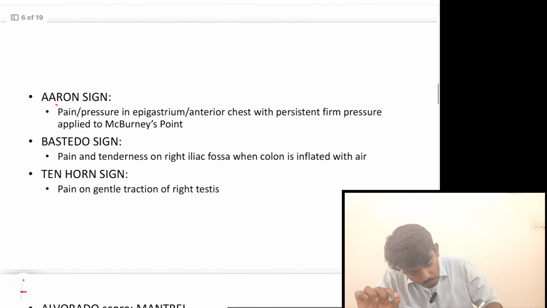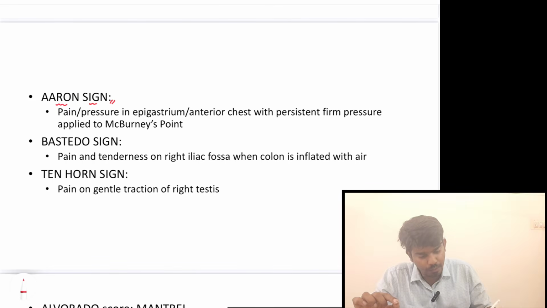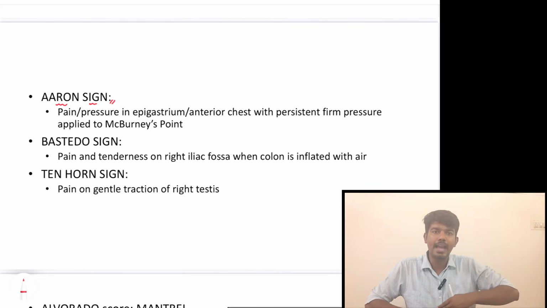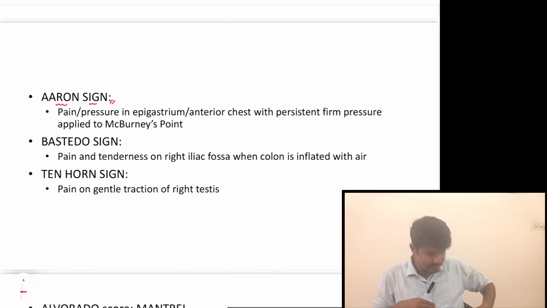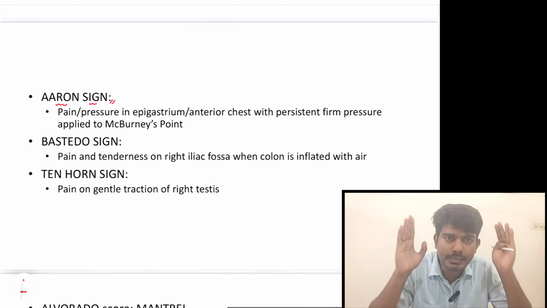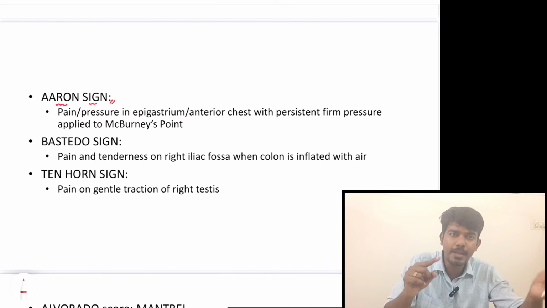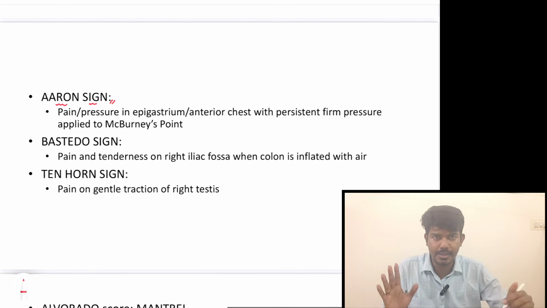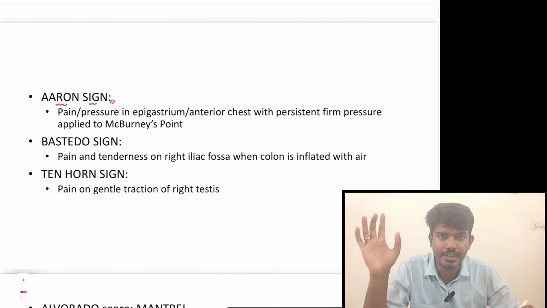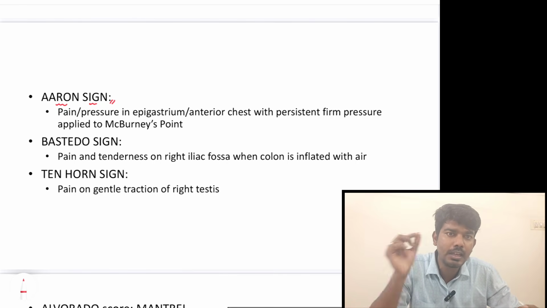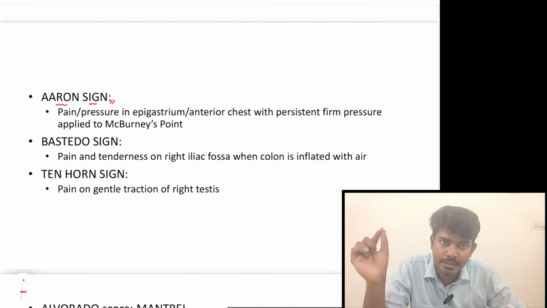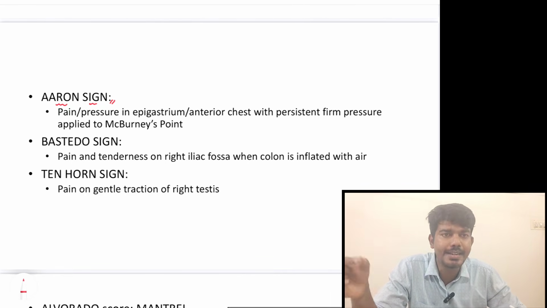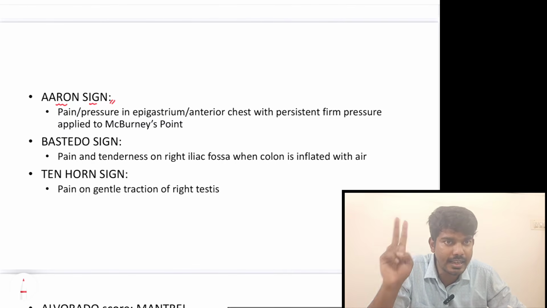Next is the Aaron sign. What does this Aaron sign stand for? The patient will be having pain or tenderness in the epigastrium or anterior chest on persistent pressure on McBurney's point. When we put persistent pressure on McBurney's point, the patient will have pain in the anterior chest or in the epigastrium. That is Aaron sign. A for appendicitis, remember that. Already we have remembered A for Amyand's hernia. What is Amyand's hernia? Inguinal hernia with appendix as content is called Amyand's hernia. This Aaron sign is also suggestive of acute appendicitis. AA, we can remember that.